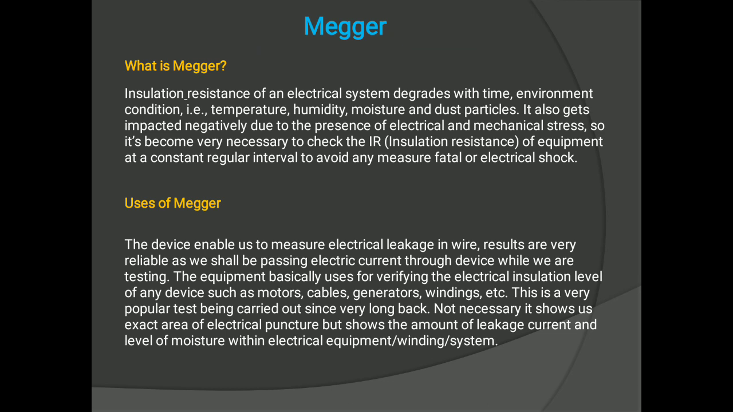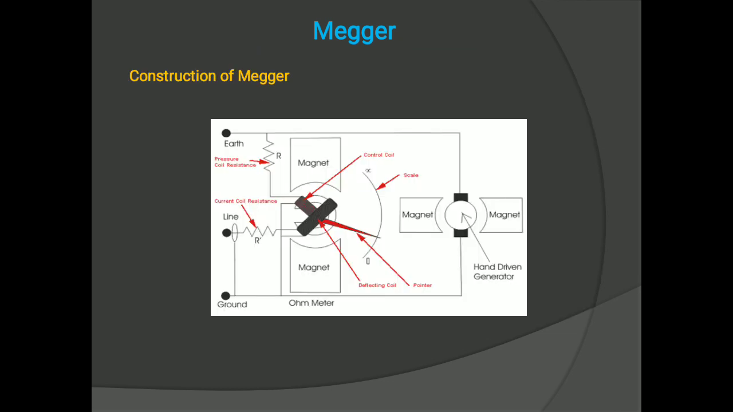It has two terminals marked line and earth. The crank is turned at a moderate speed till a constant deflection of the needle is obtained. Uses of Megger. The equipment is basically used for verifying the electrical insulation level of any device such as motors, cables, generators, windings, etc. Now, construction of Megger. The schematic diagram is shown in the figure.